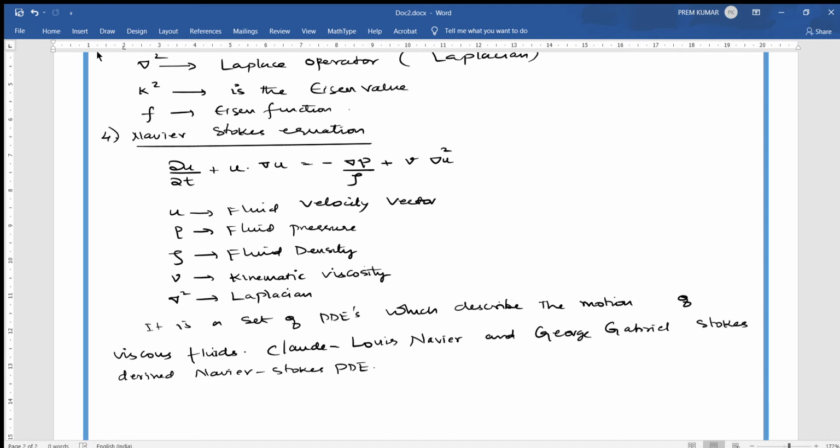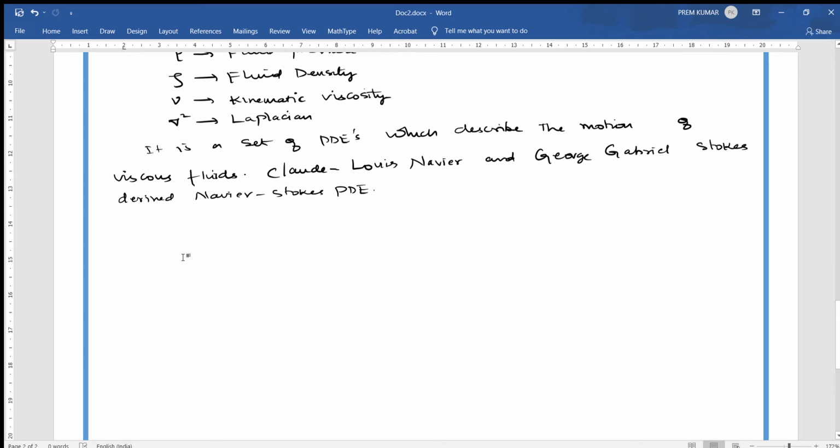Both of them derived this Navier-Stokes equation, which is a set of PDEs that describe the motion of viscous fluids and substances. So this is the application of this PDE. If you find the solution of this PDE, we get u, which is nothing but the fluid velocity vector. So this is the Navier-Stokes equation. And I'll give you some graphs.